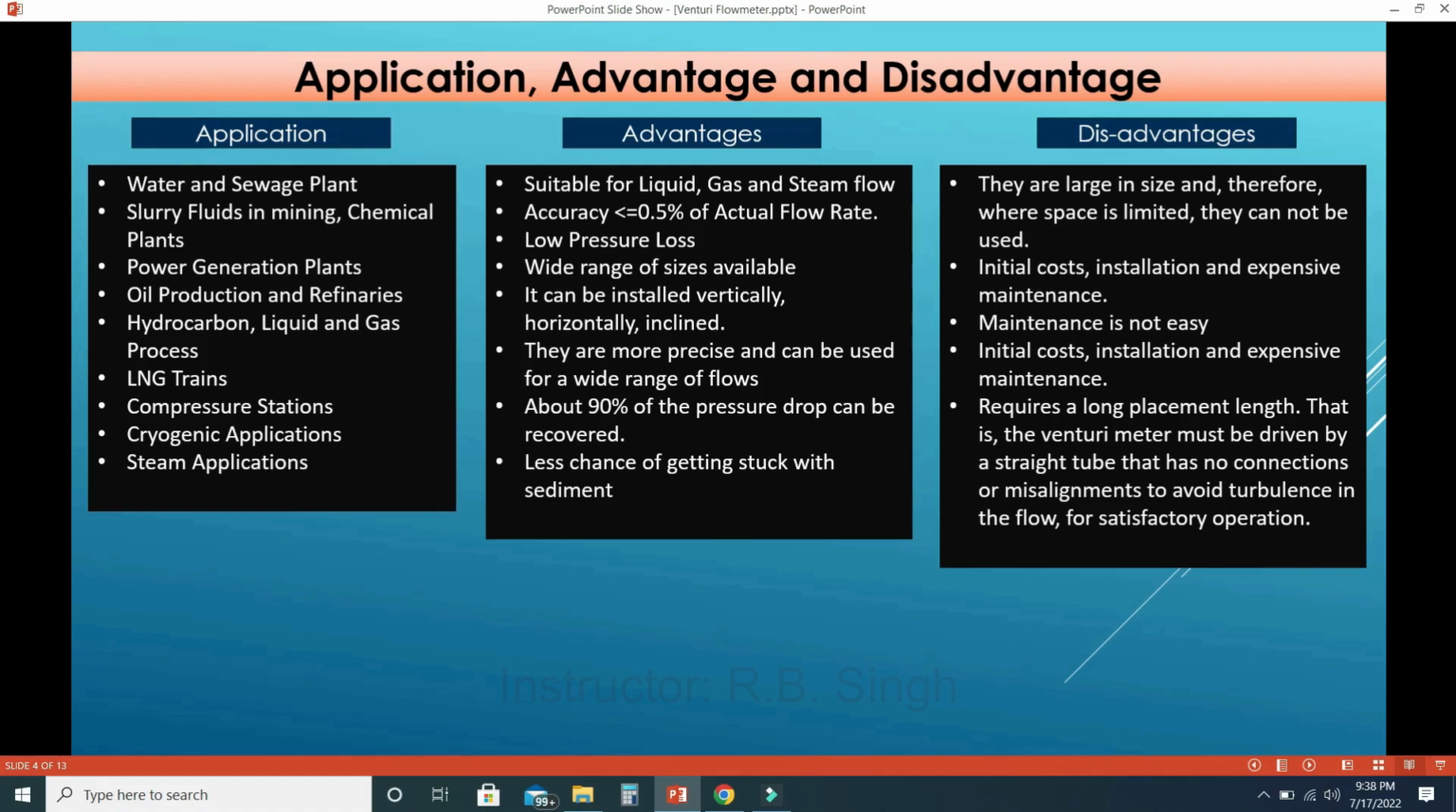It requires a long placement length, that is, the Venturi meter must be preceded by a straight tube that has no connections or misalignment, to avoid turbulence in the flow for satisfactory operation. So these are the disadvantages also.